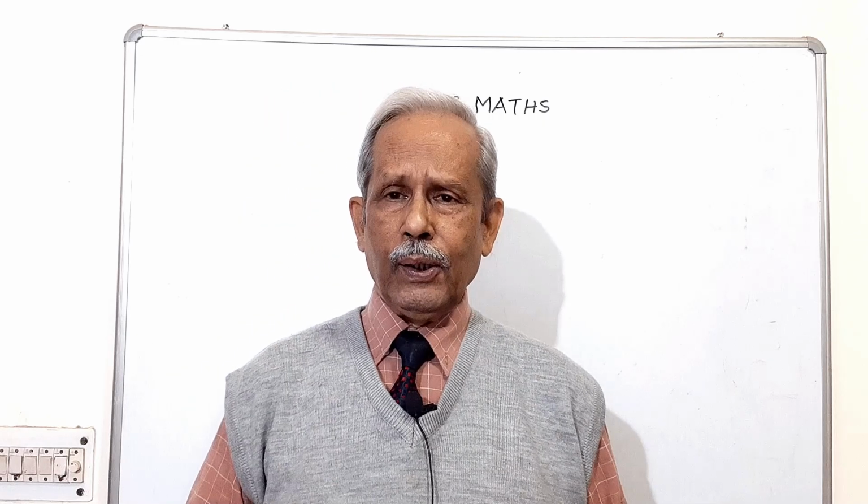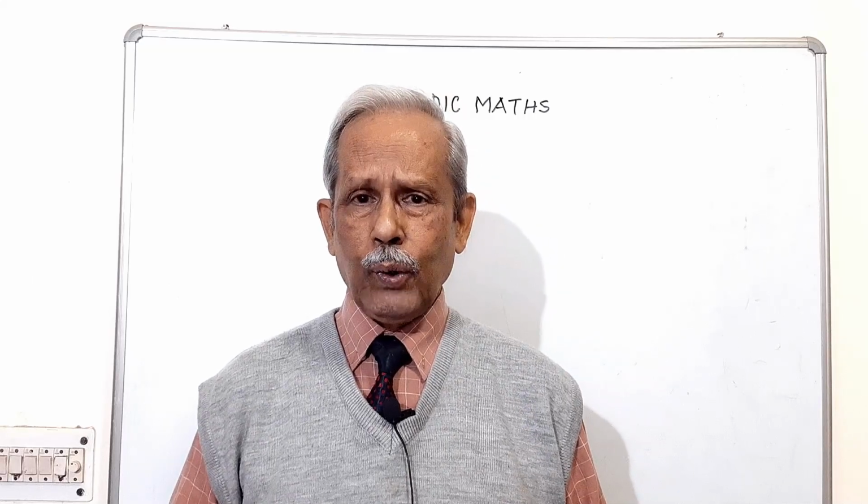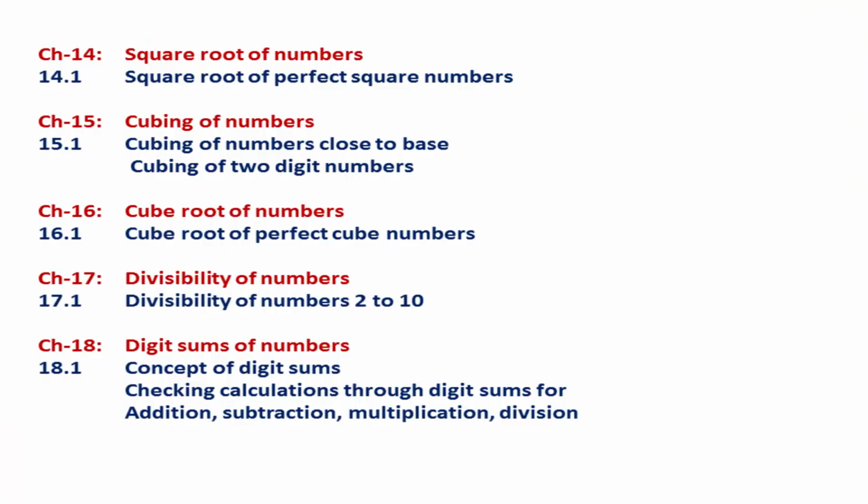And after that, we are going to a very important topic, the square root of perfect square numbers. How in the blink of an eye you can tell the square root of any number which is a perfect square, right? And after that, you will see the cubing of numbers close to the base. Cubing of numbers which are close to base, and also the cubing of 2-digit numbers easily and with a lot of convenience. That's a very wonderful topic.